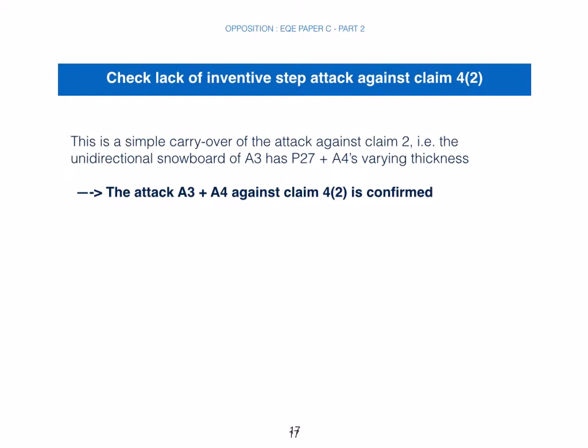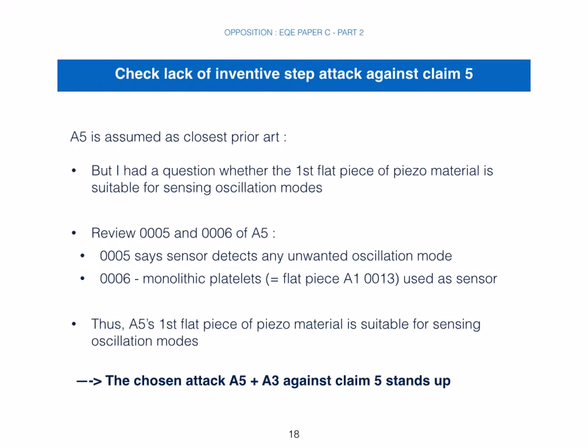Next, a check on the attack for lack of inventive step of claim 5. A5 is assumed as closest prior art, but I had a question whether the first flat piece of piezoelectric material is suitable for sensing oscillation modes. Therefore, I need to check this to validate the attack.